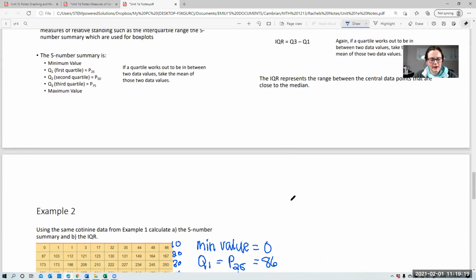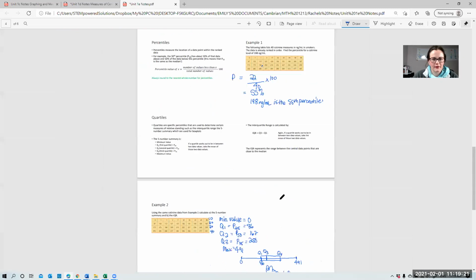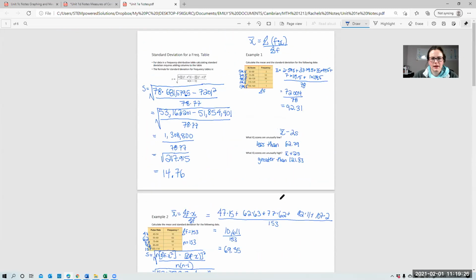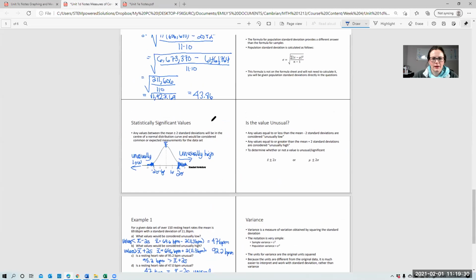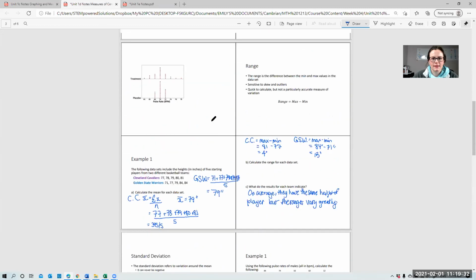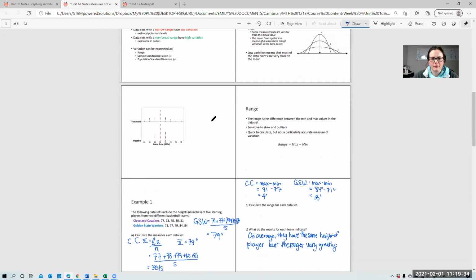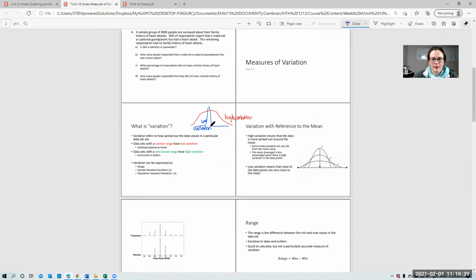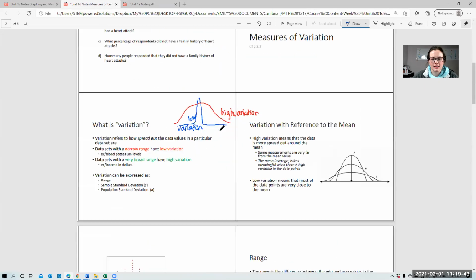But today's class, we covered a lot of ground, actually. We covered percentiles, we covered Z-scores, we covered standard deviations for frequency distribution tables. We looked at variance. We looked at calculating ranges. We also discussed variation, what it means to have low variation as opposed to high variation.